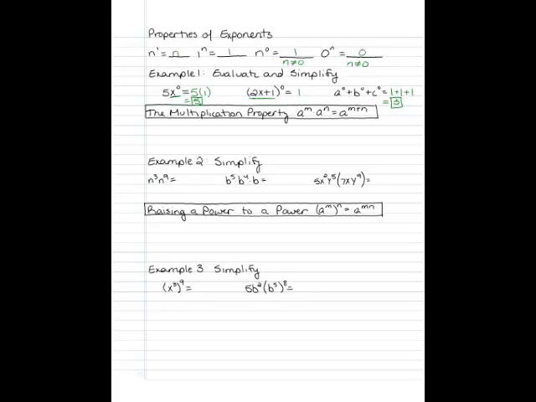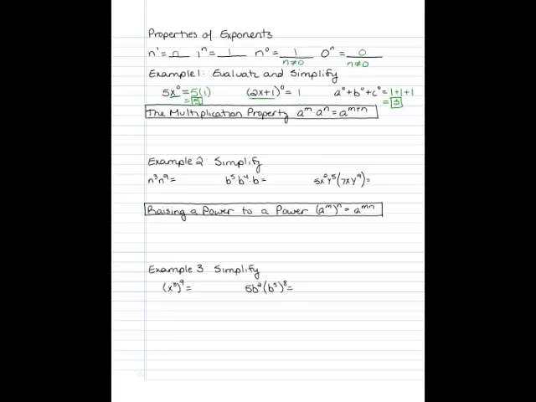Now next we will be working with the multiplication property of exponents, and it is stated in general terms here. A to the m times a to the n gives you a to the sum of the two exponents. The idea is if you are multiplying two expressions that have the same base, then the result is that base raised to the sum of those exponents.